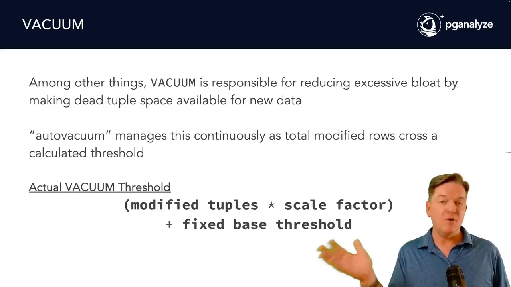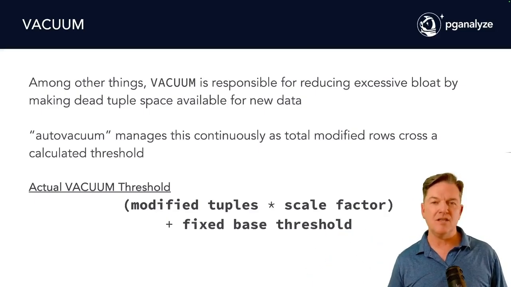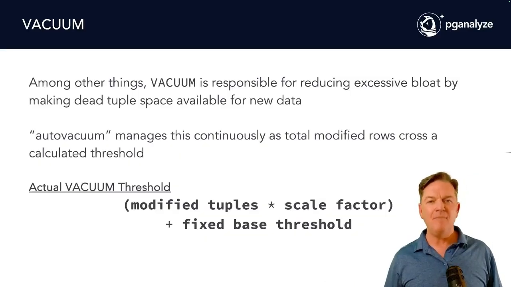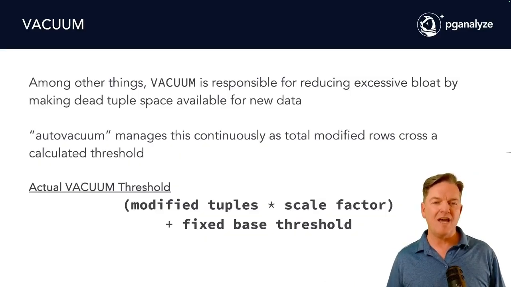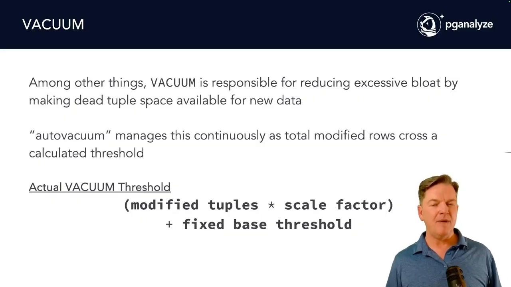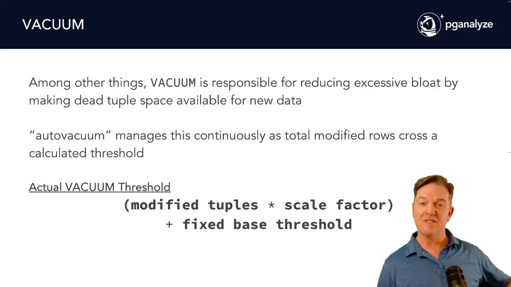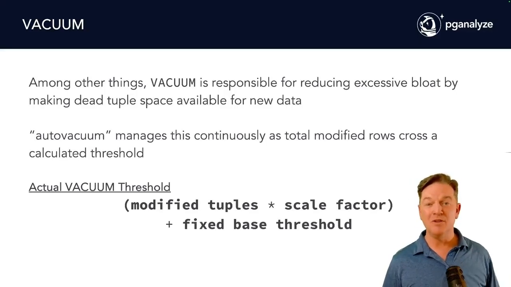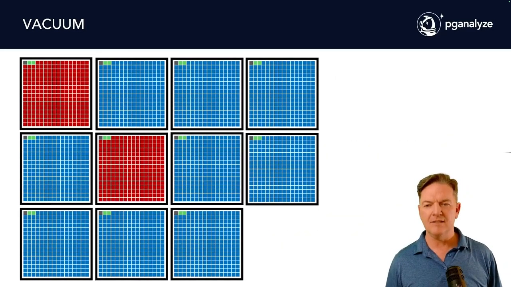So let's say you have 1 million rows in your table and there's a 20% scale factor, in round numbers. About 200,000 rows would have to be modified or deleted, and then autovacuum would kick in and free up any of the space that's necessary. Now, one of the problems is, as that table increases in size, that row count is going to increase with it. 20% of 1 million is very different from 20% of 100 million or 1 billion rows. And so this is something that does have to be tuned. We'll talk about that in just a second.